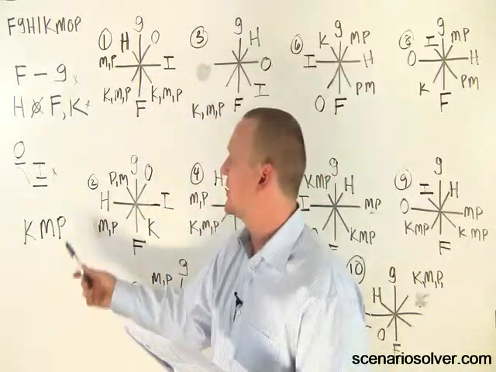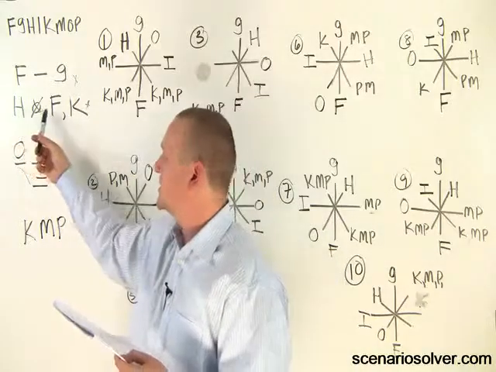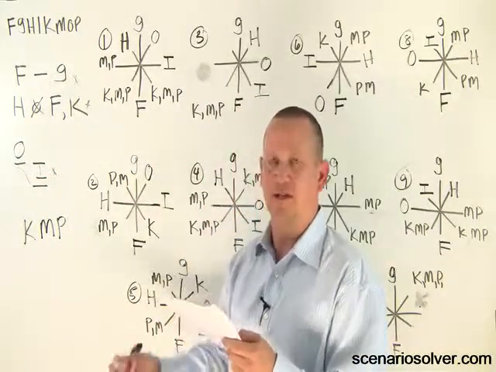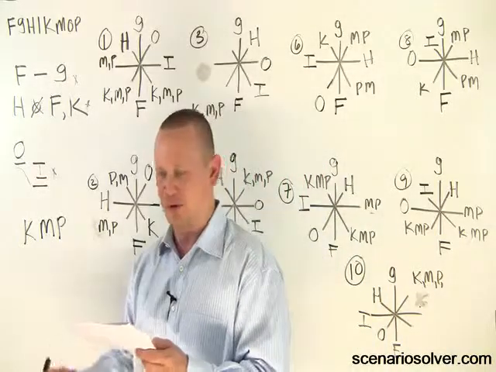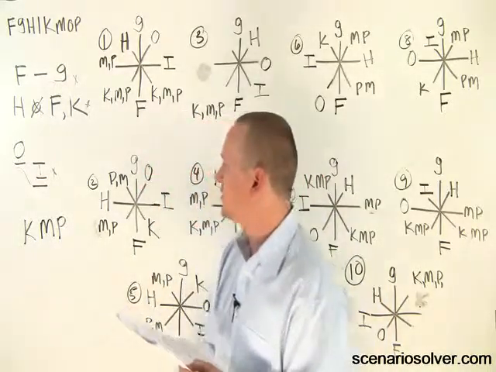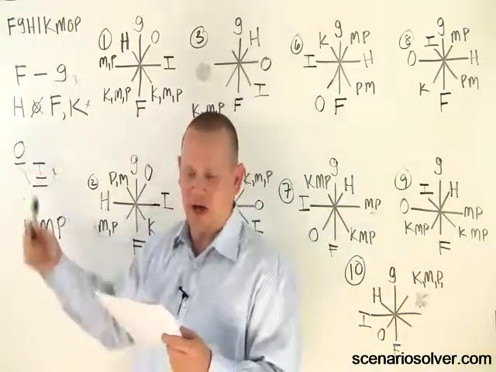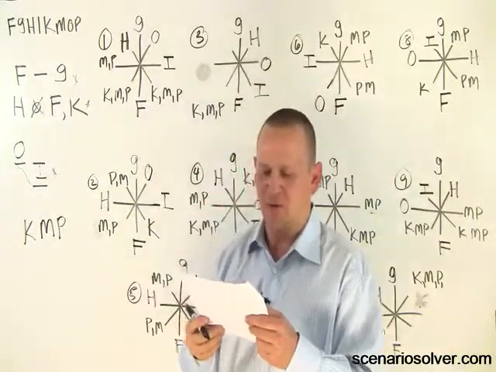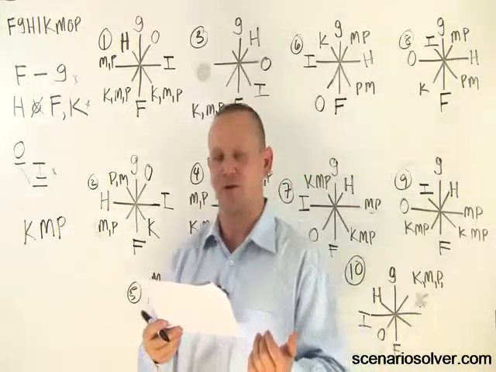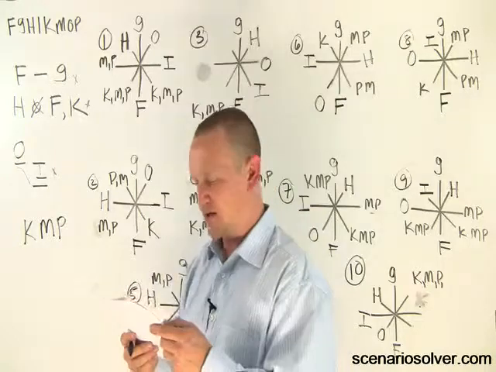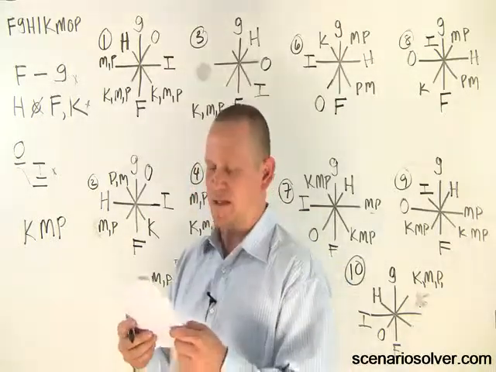Now, if we look at the second rule, H can't sit next to F or K. If you look at E, H is sitting next to K, so E would fall out. We're left with merely C and D as the answer choices. And then this one, O, we have the I being clockwise from O. And if you look at D, M is clockwise from O, so D falls out, and the answer to the question thus is C.